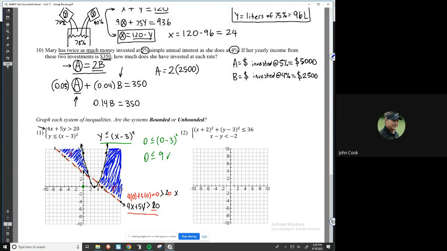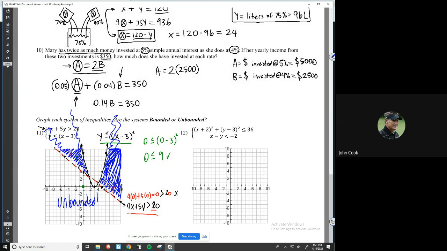So there we go. And is this thing bounded or unbounded? Well, this is going to keep going off the page forever. It's just going to follow the parabola essentially forever. So what we call that is unbounded. This thing is definitely unbounded because it goes on and on and on forever.